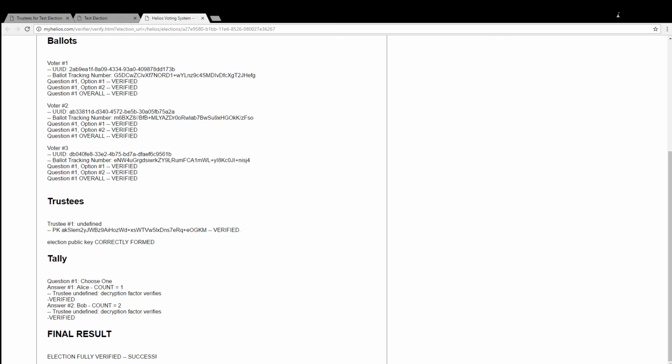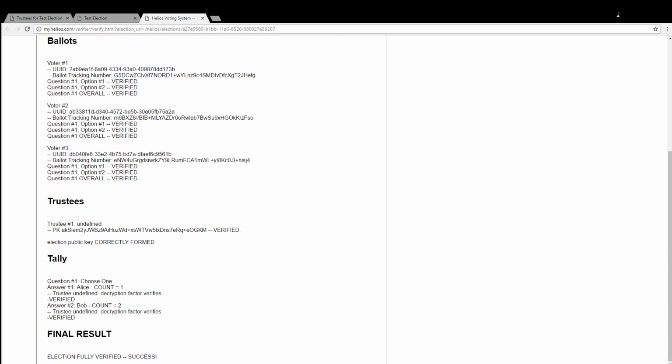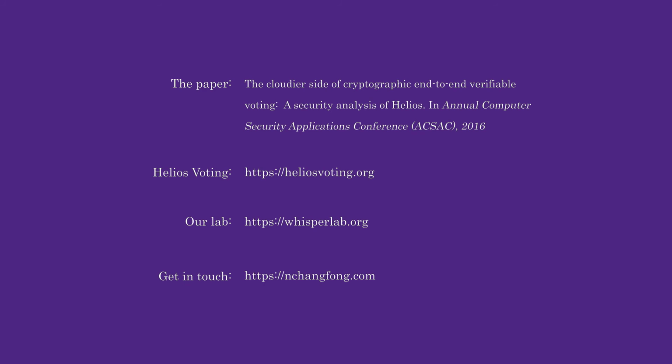To wrap things up, Helios was not thoroughly validating the cryptographic properties of user-supplied parameters, and that slight oversight made this attack possible. We have fixed this bug, and we'd like to thank Helios again for their great work. For more information on this attack and others, see our paper, The Cloudier Side of Cryptographic End-to-End Verifiable Voting, a security analysis of Helios.